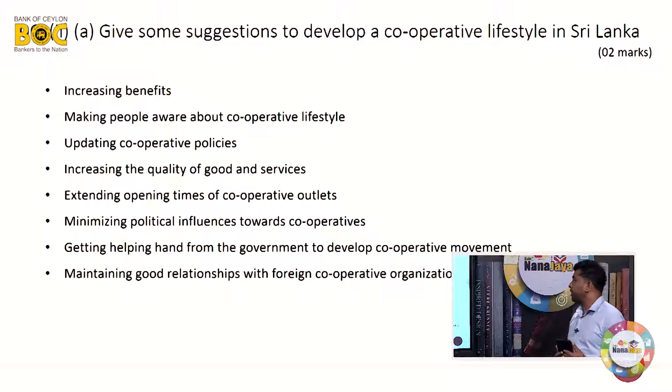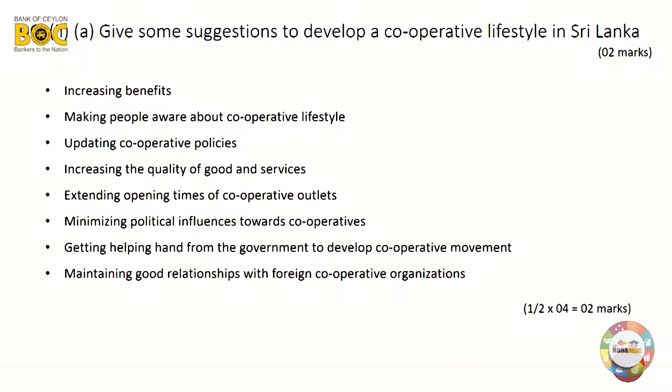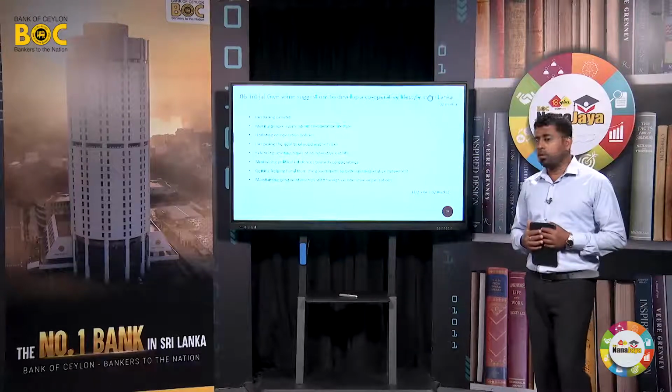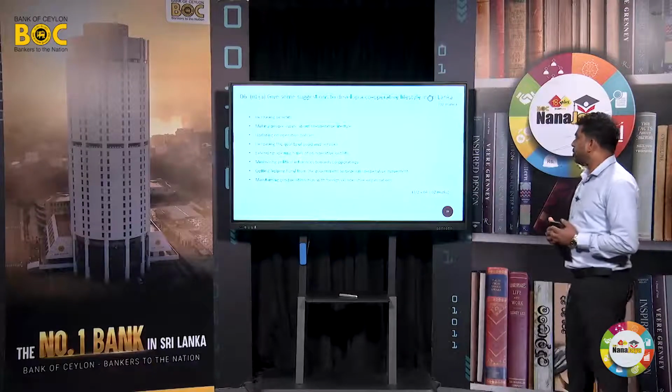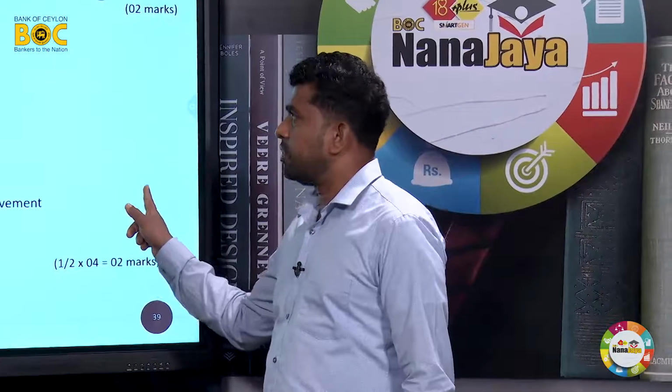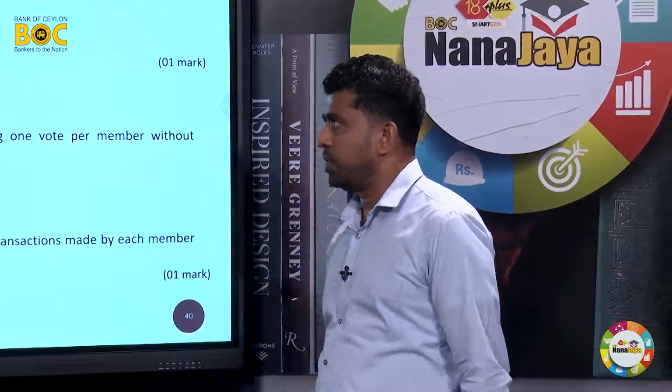Getting help in hand from government to develop the cooperative movement and maintaining good relationships with foreign cooperative organizations. By means of that, you can update new technological methods throughout the cooperative movement. You have to mention 4 reasons, 4 facts to get 2 marks for this question. Let's move on to the next question.